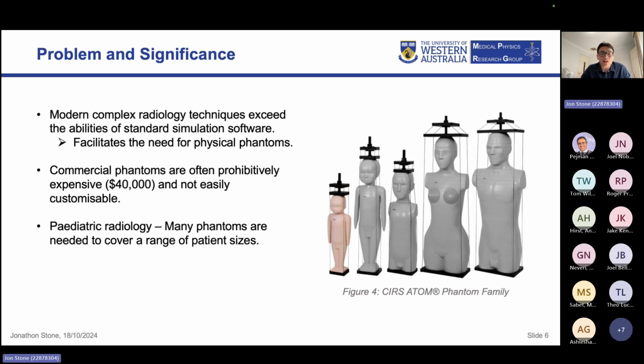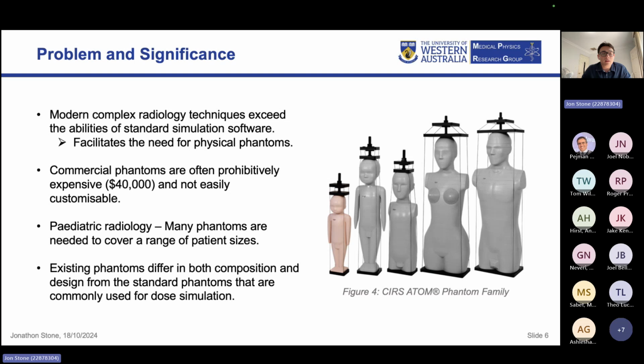Especially in pediatric radiology, where we need lots of different phantoms to cover a range of patient sizes, this becomes an increasing problem. Additionally, the existing phantoms like the ATOM and Rando phantoms differ in both composition and design from the standard phantoms used in those simulations, like the Cristy phantom and the MIRD phantoms.